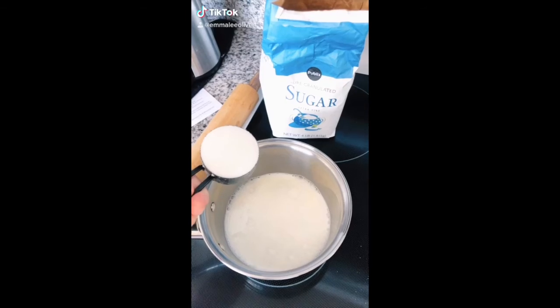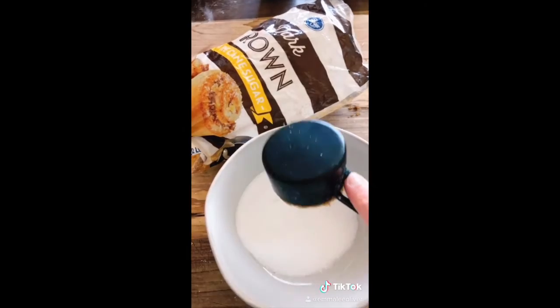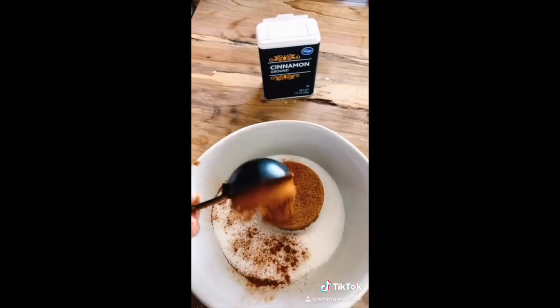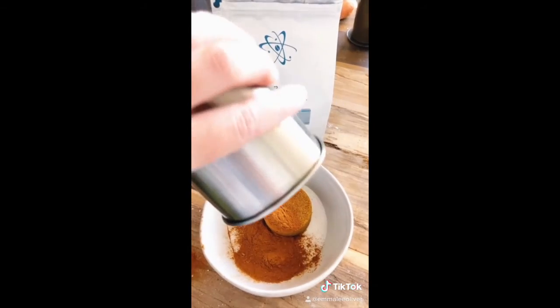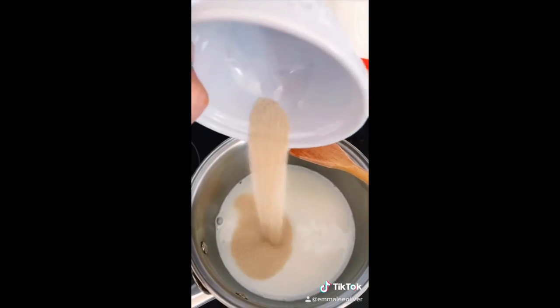Let's make some cinnamon rolls. First, we'll warm up some milk and sugar. While that's warming up, we'll go ahead and get our filling together. We've got some sugar, cinnamon, and coffee. We'll mix that all up and have it ready to go.